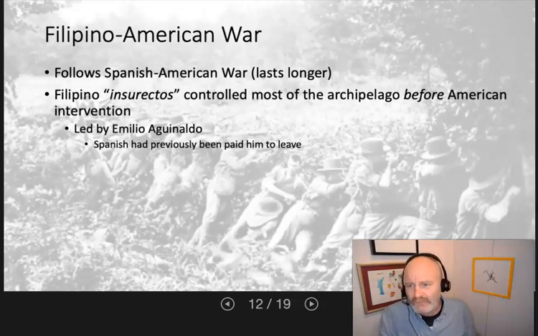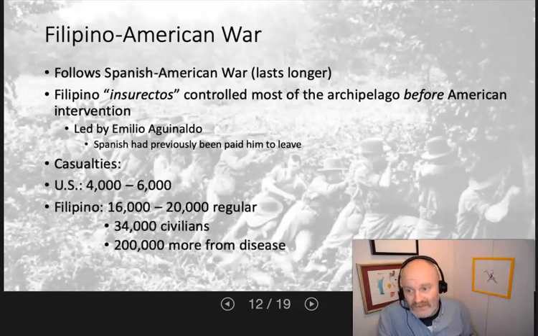Turns out he's not. The Spanish had paid him to leave. I think they were going to pay him something like three payments of $1 million, 1, 2, 3 million total. He got the first payment and they came back. It's like, yeah, 1 million's fine. I'm going to go back to fighting for independence.